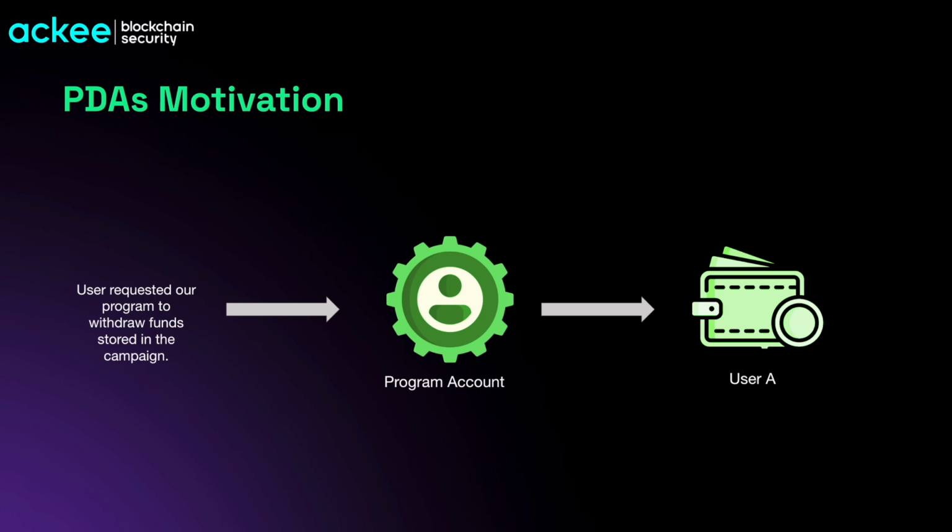We have a crowdfunding application and the user requests our program to withdraw funds that are stored in the campaign that the user created. That means our program will have some form of withdrawal function, and in this case, the user is calling this withdrawal function, and the program is transferring the money stored in that particular campaign back to the user. That means the program needs to have some way to tell System Program, look, I want to do this transaction, I want to withdraw all this money that I hold in my PDA and transfer it to user A that called this withdrawal function. So how do we do that?